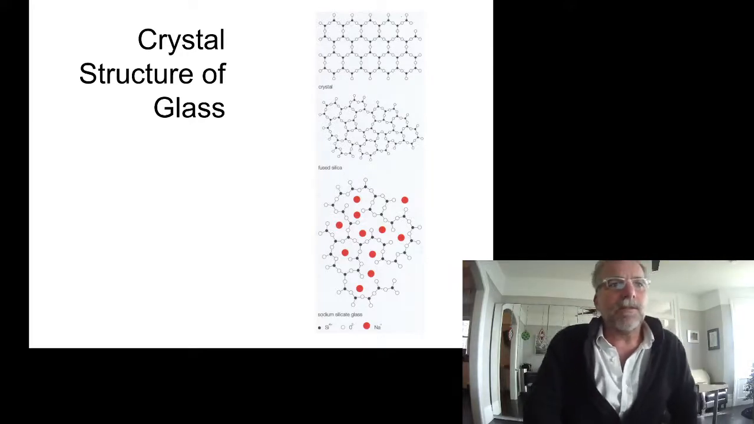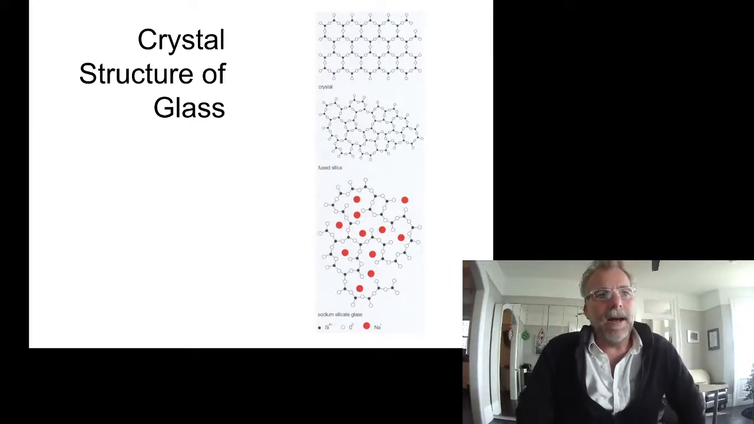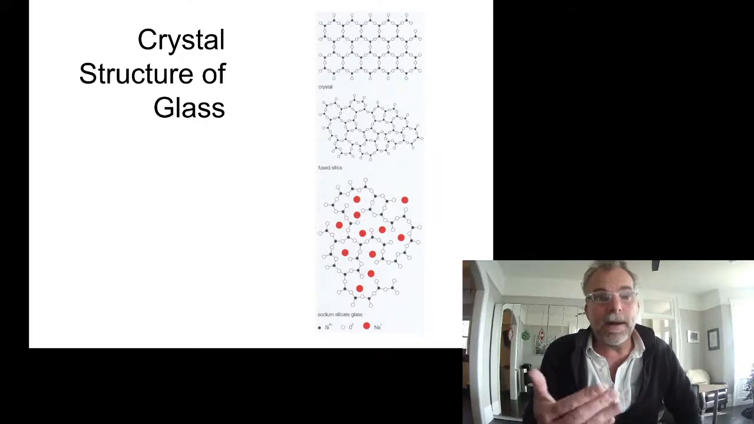The crystal structure of glass: there isn't one. There is no crystal structure in glass. It's cooled at a rate that prevents the formation of a crystal structure. That's the reason why glass is brittle, and it's also the reason why it's clear. If there is a crystal structure, it becomes opaque.